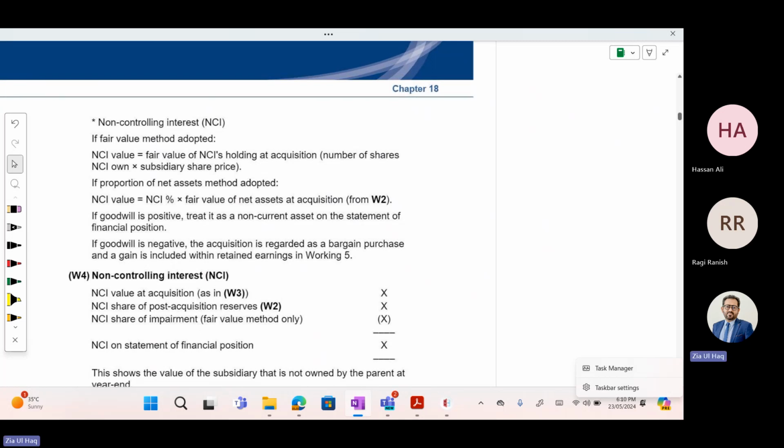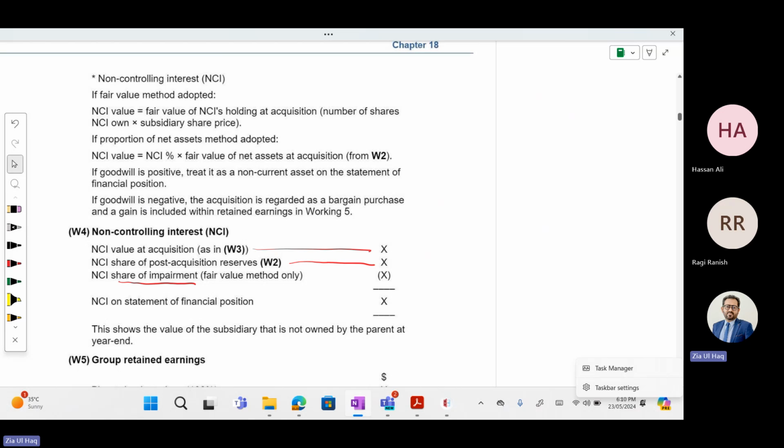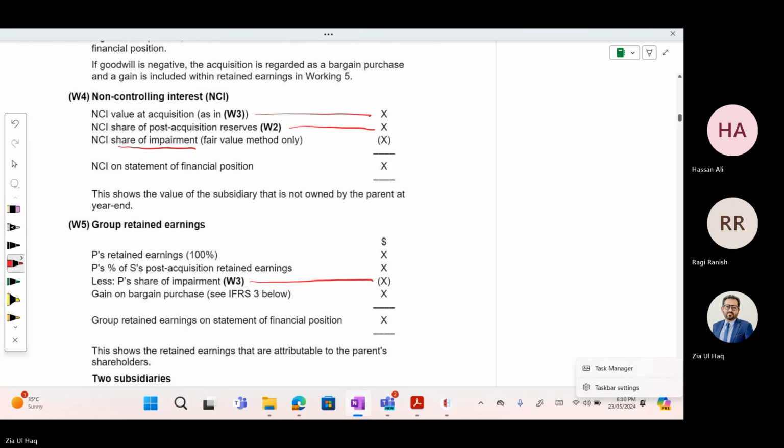Non-controlling interest figure: how can we calculate non-controlling interest? Take NCI at the time of acquisition, add the non-controlling share of post-acquisition reserves, meaning the subsidiary profit share, and deduct the share of impairment, which we will discuss later on. Whatever impairment we calculated here, 80% is of the parent company and 20% is of the subsidiary. So we need to deduct 20% of this in non-controlling interest and 80% from parent company retained earnings, when we discuss later on.